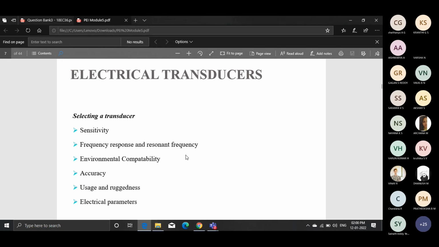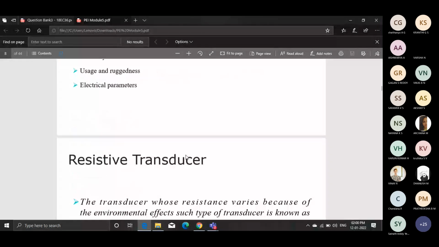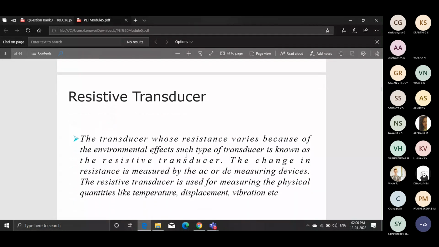Usage and ruggedness, very, very important. Sometimes we need to place the transducer in a remote area, or inside the water 24/7, or near fire. Some unavoidable circumstances require us to keep them there. So all those things need to be checked, and we have to verify what type of transducer we are supposed to select. Similarly, electrical parameters also need to be considered before selecting electrical transducers. So that is with respect to electrical transducers.